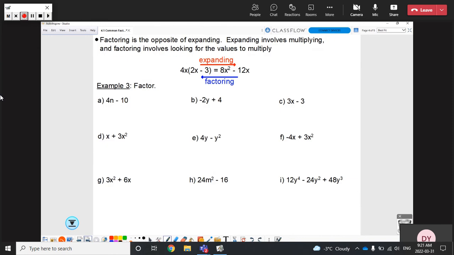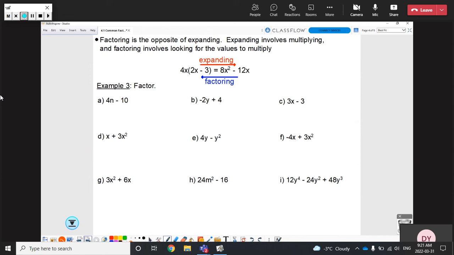Now, it says factoring is the opposite of expanding. When we expand, we multiply like terms. When we factor, we actually divide. So we're going to bring together some of the exponent laws we reviewed and some of the greatest common factor things we reviewed. I'm going to show you how to factor.